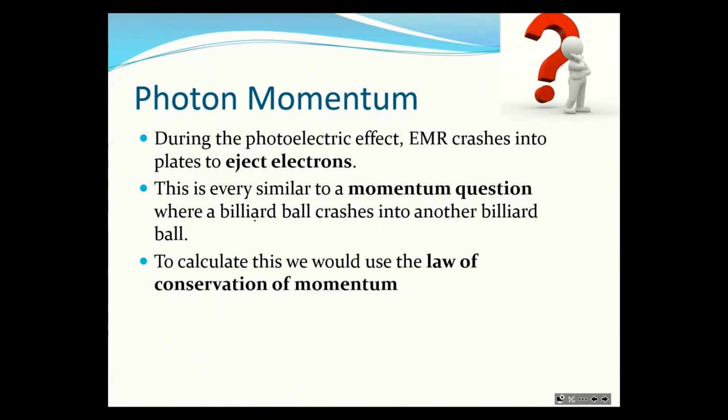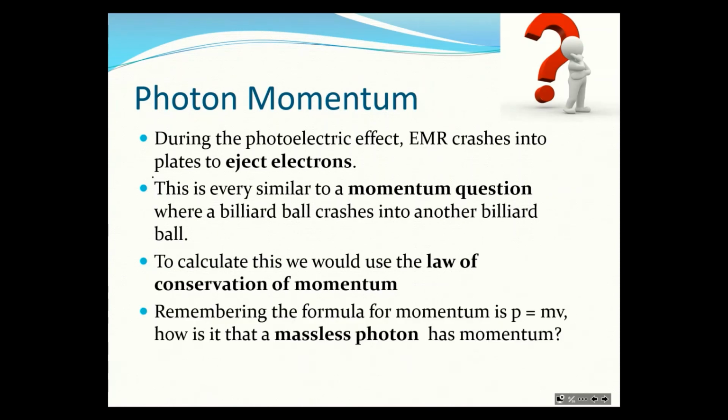But we have a problem when it comes to a photon. Our formula for momentum is p equals mv. But if we try to look up the mass of our light particle, well, light doesn't have any mass. It's a massless photon, so how can we have momentum if we don't have any mass?